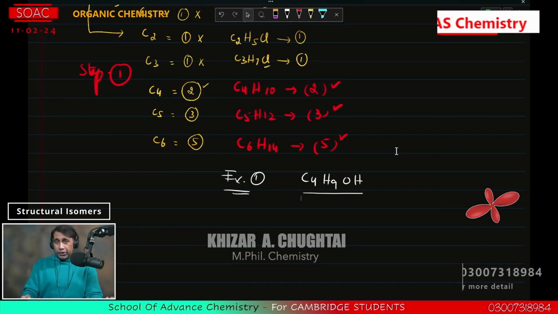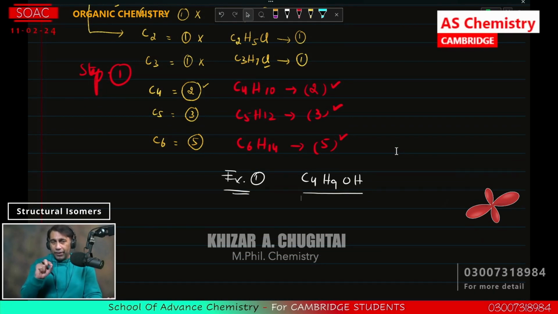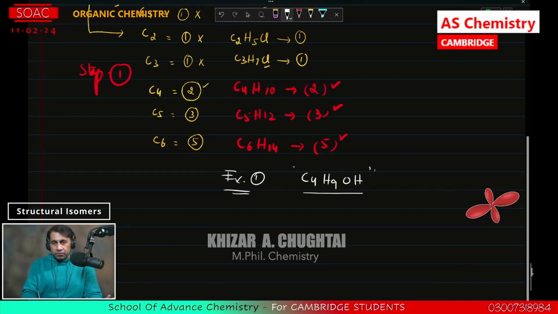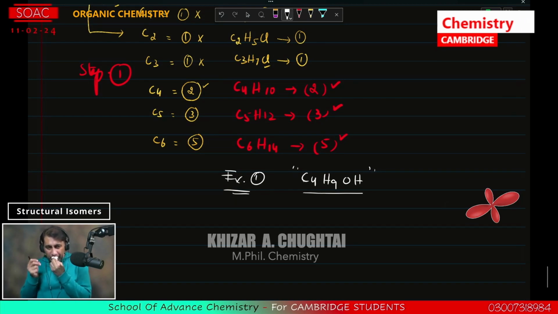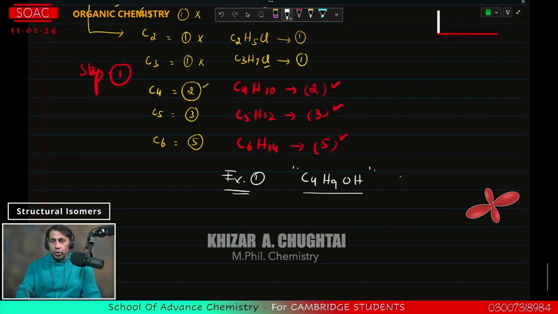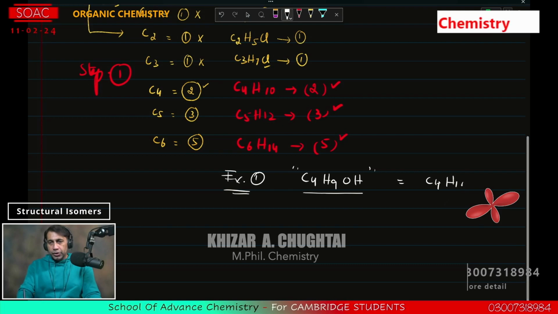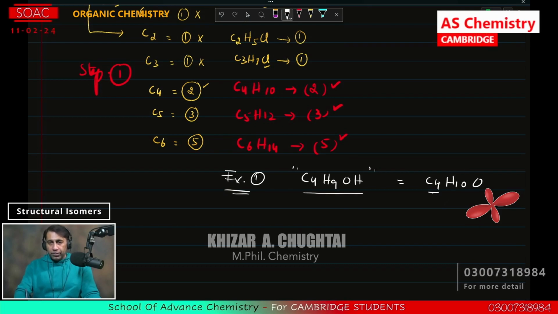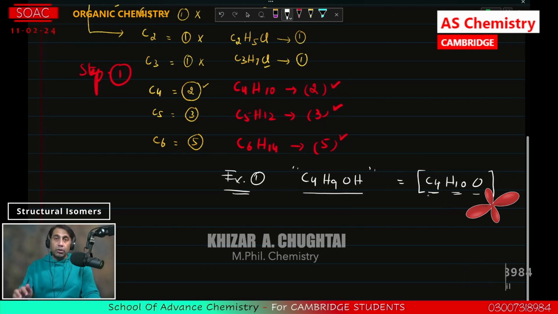Which one is the functional group in this molecule? Please let me know. Overall, you can write this formula as C4H10O. So from this formula, you can assess the nature of the functional group.